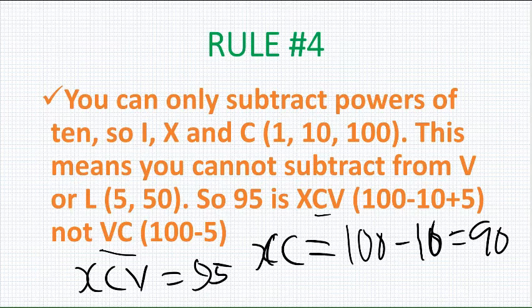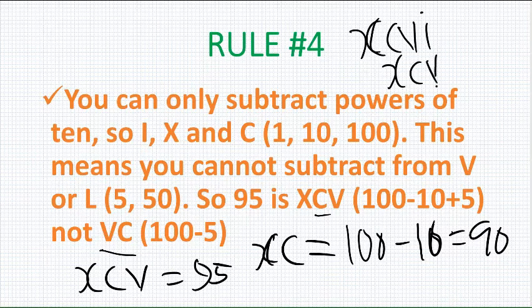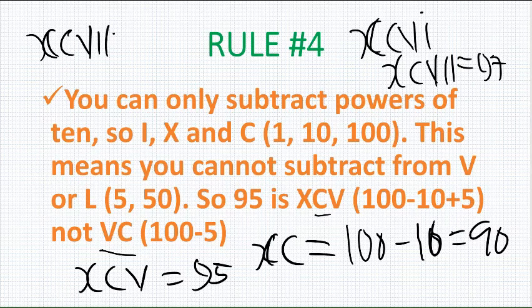And then, since I know that this is 95, how do I get 96? 96, I'll simply do XCVI. 97, XCVII. Sorry, VII gives us 97. 98, XCVIII. 98. And then 99.